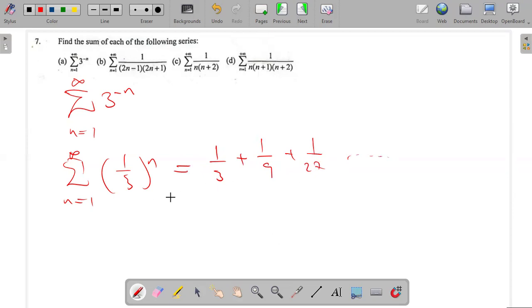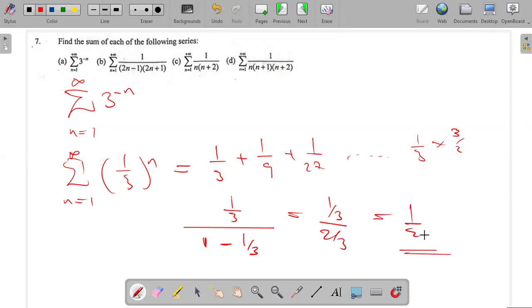So this here then, the question is still to find the sum. The sum is just the first term, which is 1 over 3, divided by 1 minus the common ratio, which is 1 over 3 here. Then you get 2 over 3 at the bottom, so that would be 3 divided by 2. So I get 1 over 3 multiplied by 3 over 2, which just gives me half. So the sum is half.